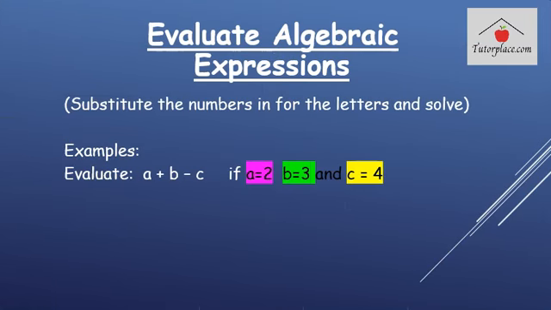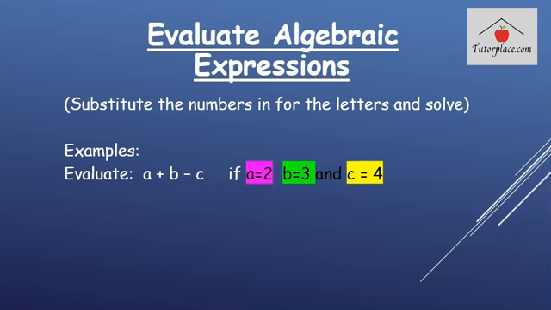Now the fun part is going to be when we begin to actually evaluate these expressions. What we do is we substitute numbers in for the letters, and then we solve them. So we're just going to be plugging in some numbers for the letters. So this first one I have said, let's evaluate A plus B minus C. And we're going to tell you what the letters should be: A is 2, B is 3, and C is 4.